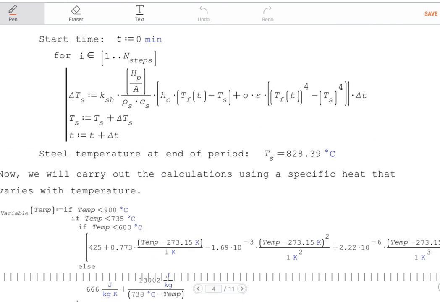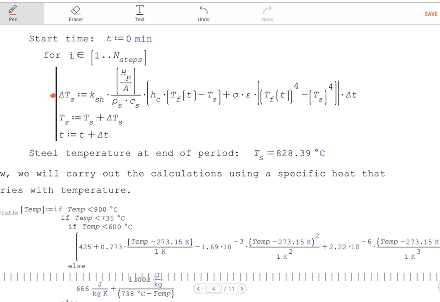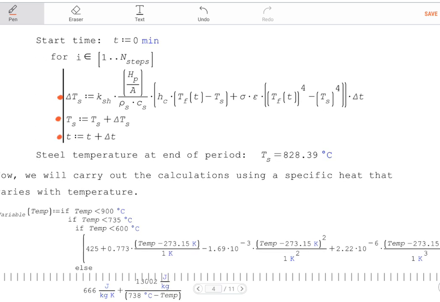Our start time is zero, and I'm going to run a loop. So you'll see for i equals 1 to number of steps, calculate the change in steel temperature, update our steel temperature, increase the time, and then run that loop until the loop is finished. And if you do that, you'll find your temperature of steel is 828 degrees Celsius.